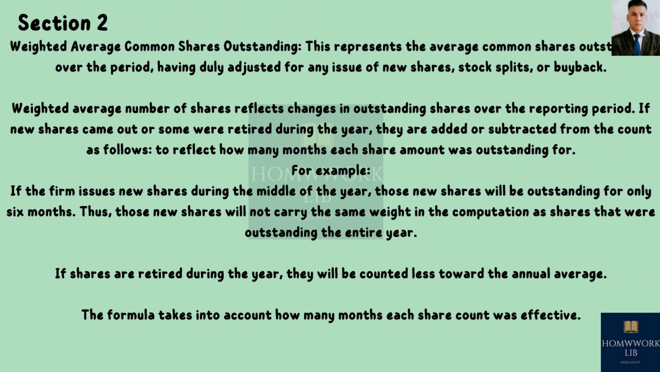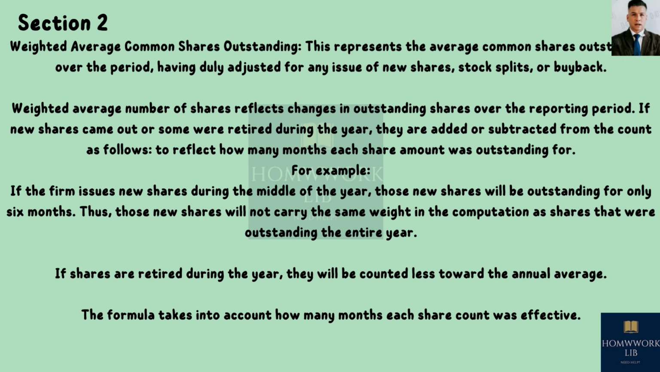Section second, weighted average common shares outstanding. This represents the average common shares outstanding over the period, having duly adjusted for any issue of new shares, stock splits, or buyback. Weighted average number of shares reflects changes in outstanding shares over the reporting period. If new shares came out, or some were retired during the year, they are added or subtracted from the count as follows, to reflect how many months each share amount was outstanding for.